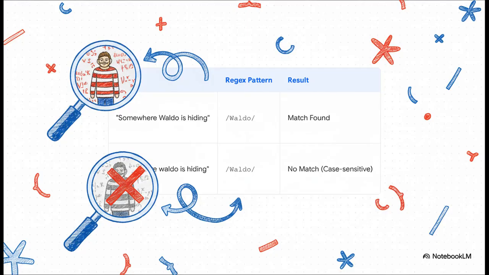All right, so the simplest kind of regex is what we call a literal match. If your pattern is /Waldo/, it's going to find Waldo. Simple enough. But, and this is important, look what happens when waldo is lowercase. No match. And that right there is a really key thing to remember. By default, regex is case sensitive.